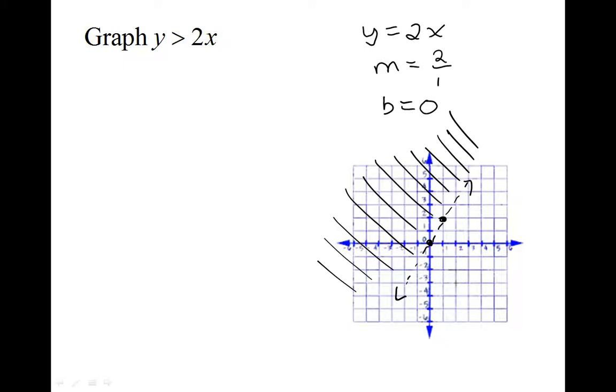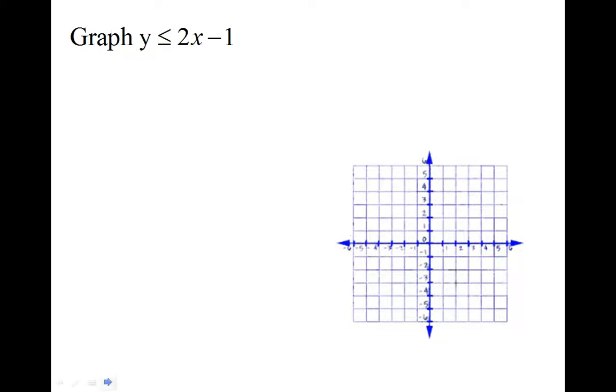All right, and notice we didn't have to worry about getting y alone first in this inequality because it was already alone. Let's try another one. All right, here we have the inequality y is less than or equal to 2x minus 1. Now notice once again that y is all by itself, so we don't have to worry about solving for y first. Okay, so let's just go ahead and graph the line first.